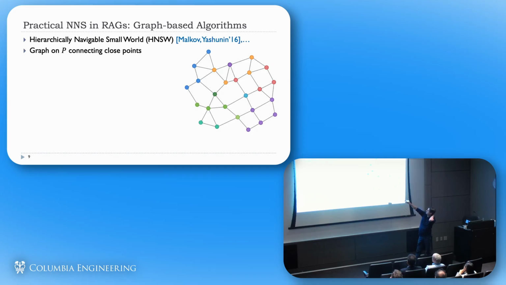One example is the HNSW algorithm, which roughly works as follows. You take your points in the high-dimensional linear space and you build a graph on them. There are obviously different variants of how to build the graph, but for every point, you connect to a few closest points with some properties, and you build a graph that perhaps looks like this.